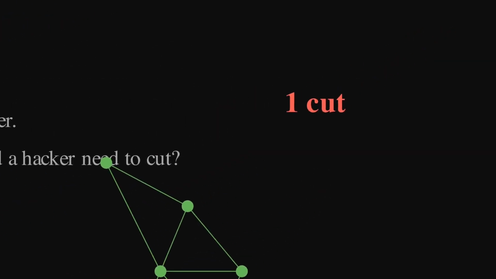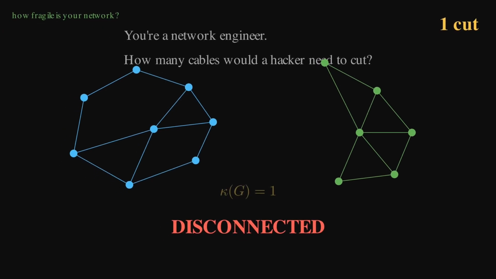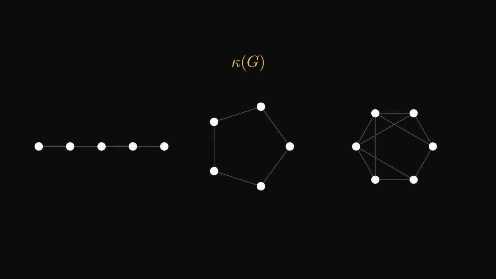This is called the connectivity of a graph, and once you see it, you will never look at a network the same way again. Here's what's actually going on. Any network can be modeled as a graph. Dots and lines, nodes and edges. Buried inside that shape is one question. How fragile is this? The answer is called the vertex connectivity, written kappa of G. And understanding it requires one of the most beautiful theorems in all of graph theory.